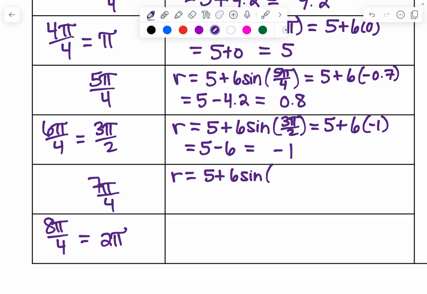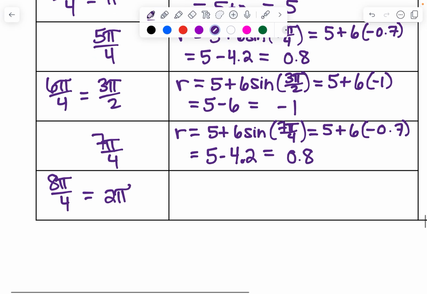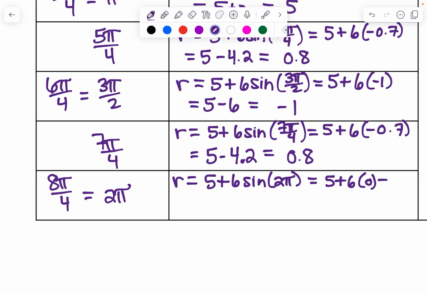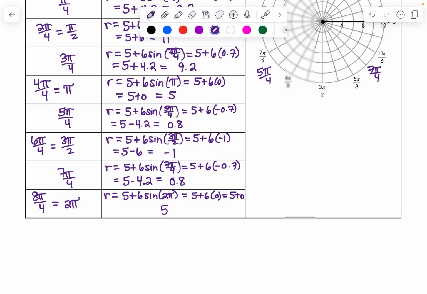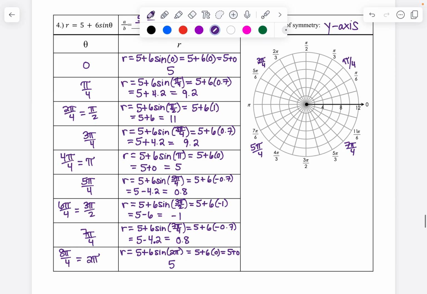All right, if we plug in 7 pi over 4, we're in quadrant 4, so the sign is negative there. So we'll approximate as negative 0.7. So we will have 5 minus 4.2 again. So again, 5 minus 4 is 1. 1 minus the 0.2 gives us 0.8. Last one here, so if we plug in 2 pi, that's the same as 0, and we know the sine of 2 pi is 0. So it's really just 5 plus 0, or 5. All right, so now that we have our table filled in, we'll plot our points.